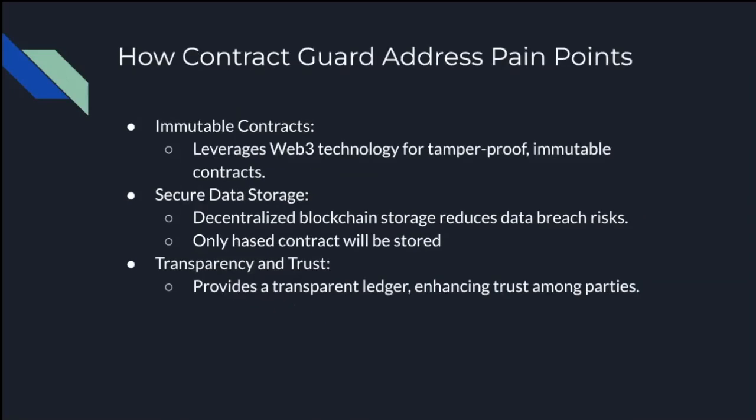The next page is how we address these pain points. First of all, we want to have immutable contracts. We leverage Web3 technology for tamper-proof, immutable contracts. We also want secure data storage, which provides decentralized blockchain storage that reduces data risks. And we only store the hash of the contract.